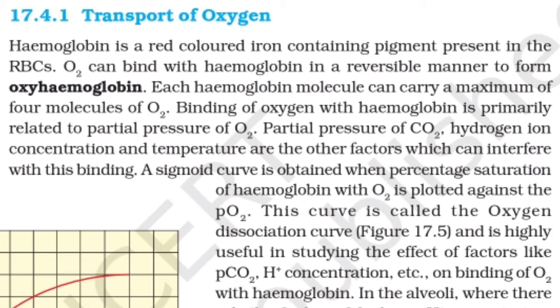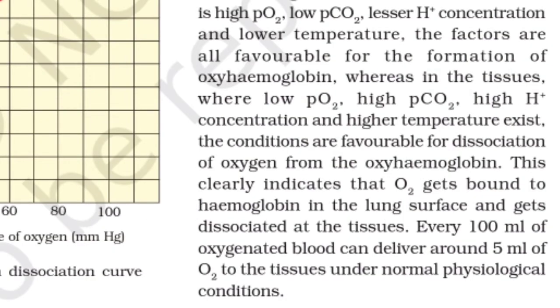In the alveoli, where there is a high partial pressure of O2, low partial pressure of CO2, lesser H+ concentration and lower temperature, the factors are all favorable for the formation of oxyhemoglobin. Whereas in the tissues, where there is low partial pressure of O2, high partial pressure of CO2, high H+ concentration and higher temperature, the conditions are favorable for dissociation of oxygen from the oxyhemoglobin. This clearly indicates that O2 gets bound to hemoglobin at the lung surface and gets dissociated at the tissues.